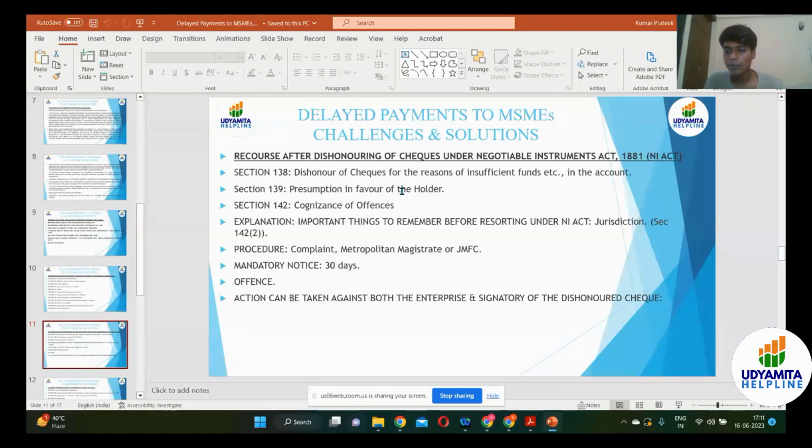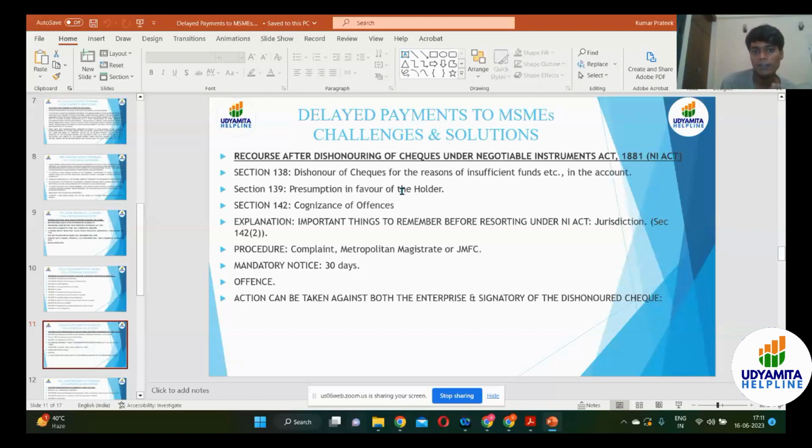Now two things can happen. You can get the payment. If you get the payment, well and good, the opposite party didn't have to pay you, you didn't have to follow up, you just tendered the check and got the payment, right? So no issues on that aspect.